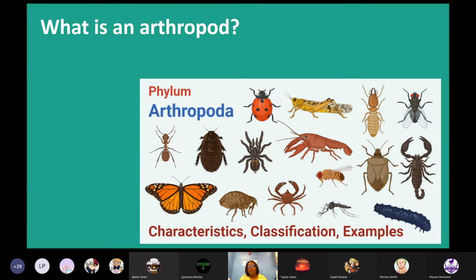When we're looking here at the arthropod, you'll see some example animals: the ladybug, the grasshopper, the fly, the lobster, the spider, the tick, the ant, the butterfly, the crab, the mosquito, the scorpion. Yes, all of these animals fall within the arthropod or arthropoda phylum. When we're talking about what an arthropod is, it's important for us to understand that an arthropod is an invertebrate. In other words, it's an animal that does not have a backbone.